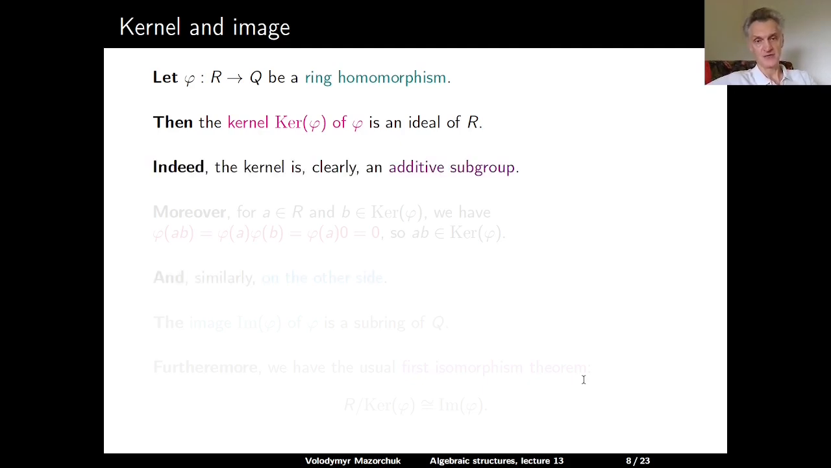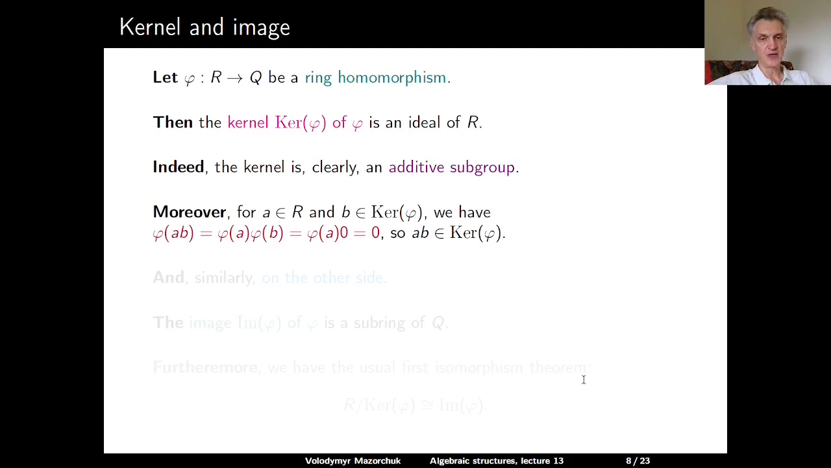Indeed, by definition it's an additive subgroup, and if you take an element A in R and B in the kernel, and compute phi of AB, since phi is a homomorphism, this is equal to phi of A times phi of B, but phi of B is 0 because B is in the kernel, and anything times 0 is 0. So phi of AB is equal to 0, which means that AB belongs to the kernel. So the kernel is stable under left multiplication with elements in R, and the same argument shows, of course, that it is stable under right multiplication.